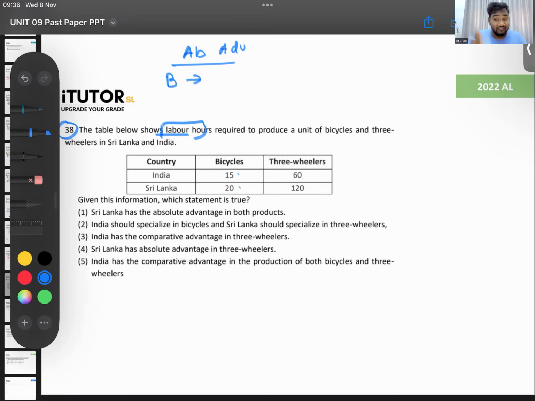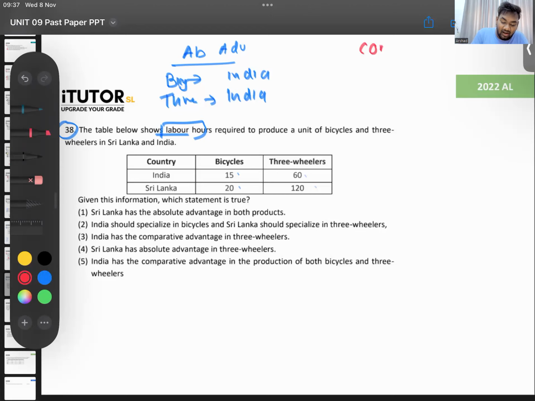Okay. Now, if this was output, it would have been different. So bicycles, India. Tell me for three-wheelers. India needs 60, Sri Lanka needs 120. Who needs lesser? Again, India. So both three-wheelers and bicycles, India.